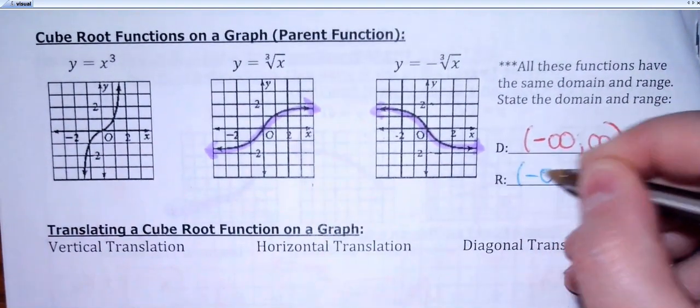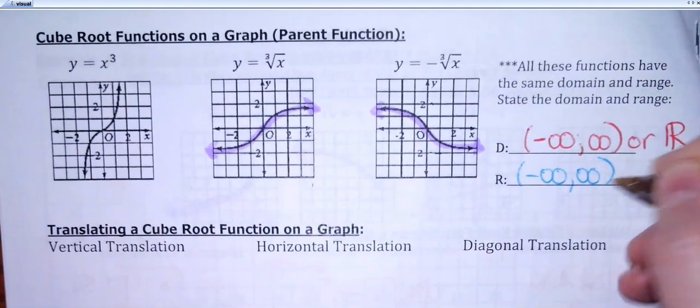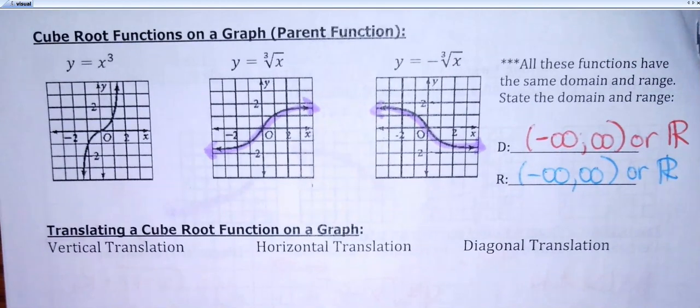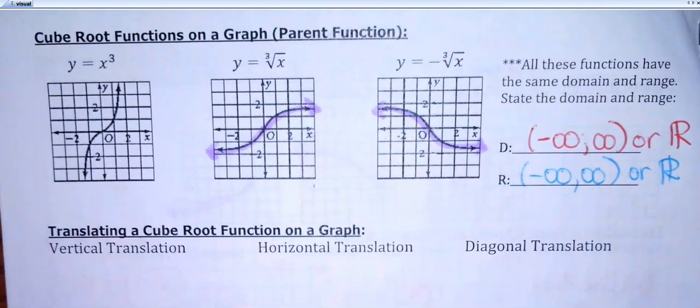So it actually has the same domain and range. You're going to cover all the real numbers anytime you do a cube root function. Not true for square root, but true for a cube root. So all these cube roots that you're going to see have the same domain and range.